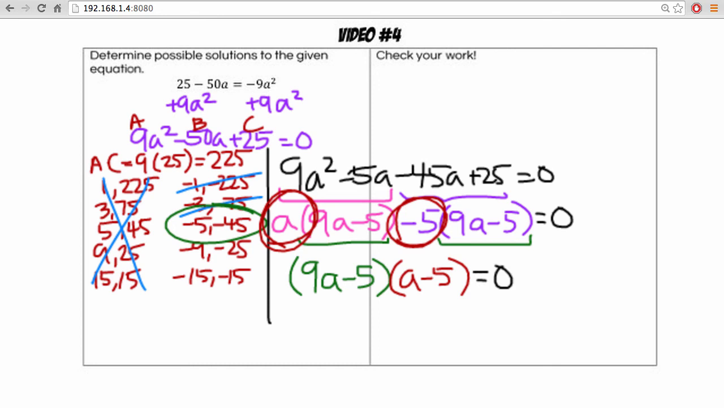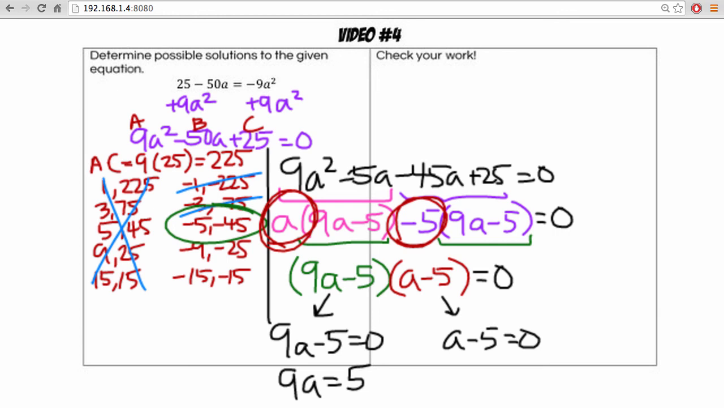Now using the zero product property, we can take each of these factors, set them equal to 0, and solve for our solutions. So we get 9a equals 5. We get a equals 5 over 9. And our second solution is going to be a equals 5. And that's it.